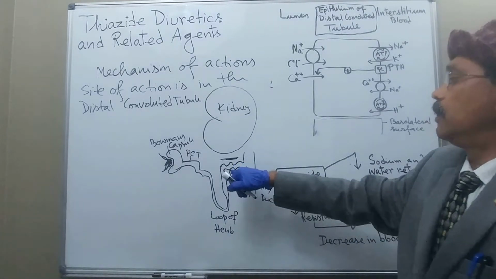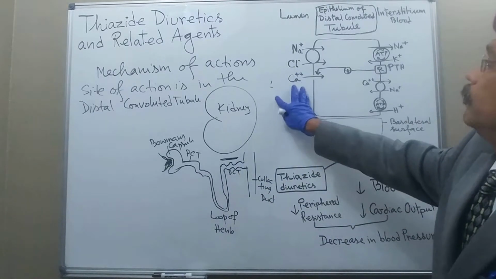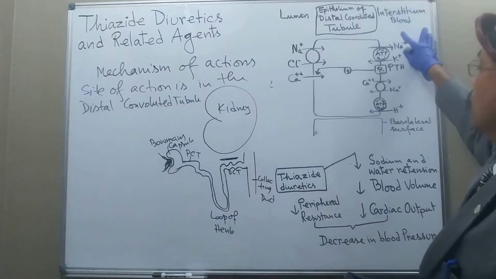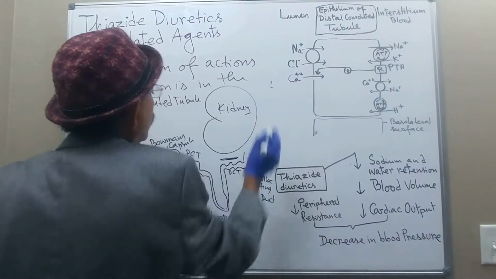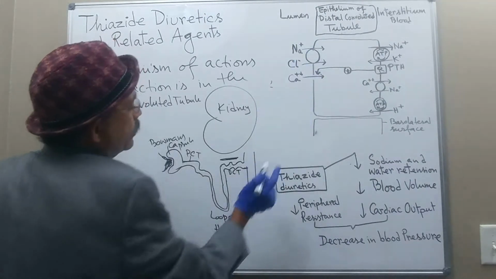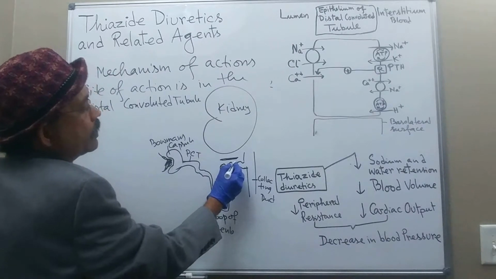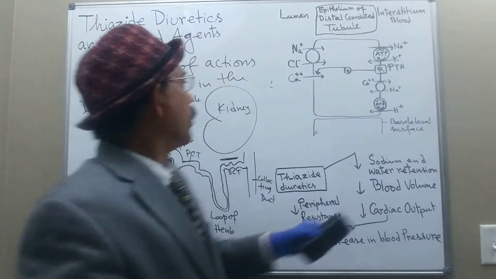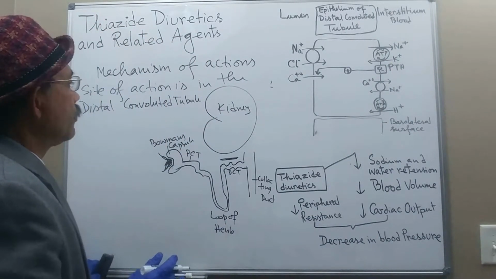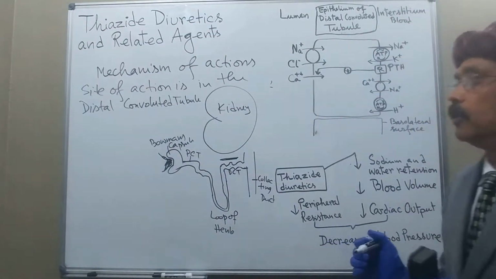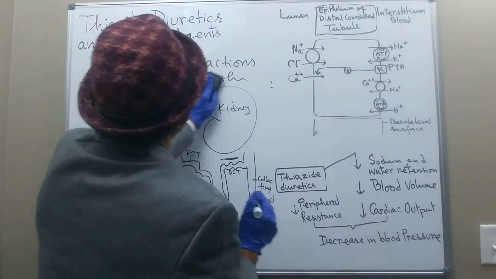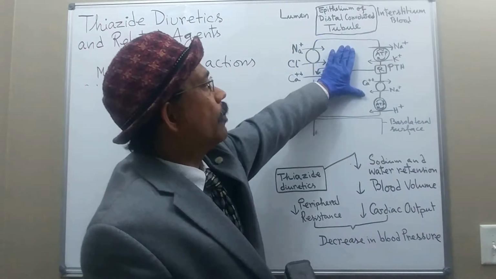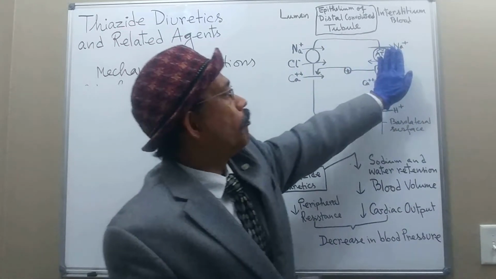If you look at that tubule, this is the lumen of the tubule, this is the luminal surface, this is the epithelium, and this surface faces the interstitium and the blood. The other side here is the basolateral surface, towards the interstitium and blood vessels. We have the site of action, the distal convoluted tubule, so we must know the mechanism of action. What is the mechanism of action of the thiazide diuretics? This is an epithelium of the distal convoluted tubule, with the luminal surface and basolateral surface.